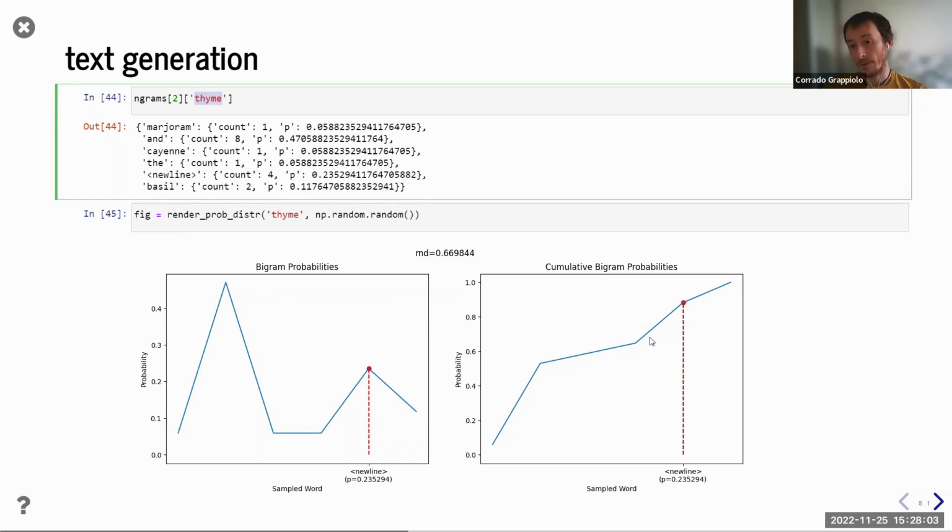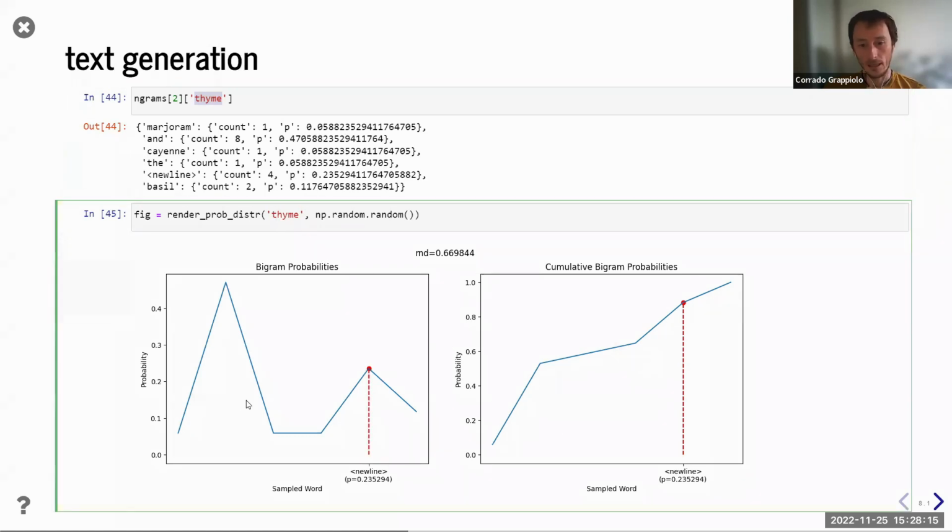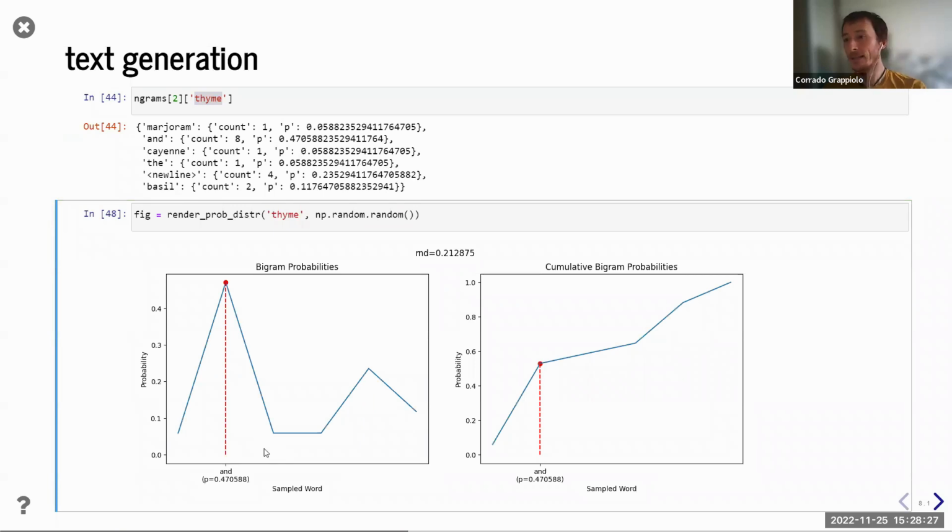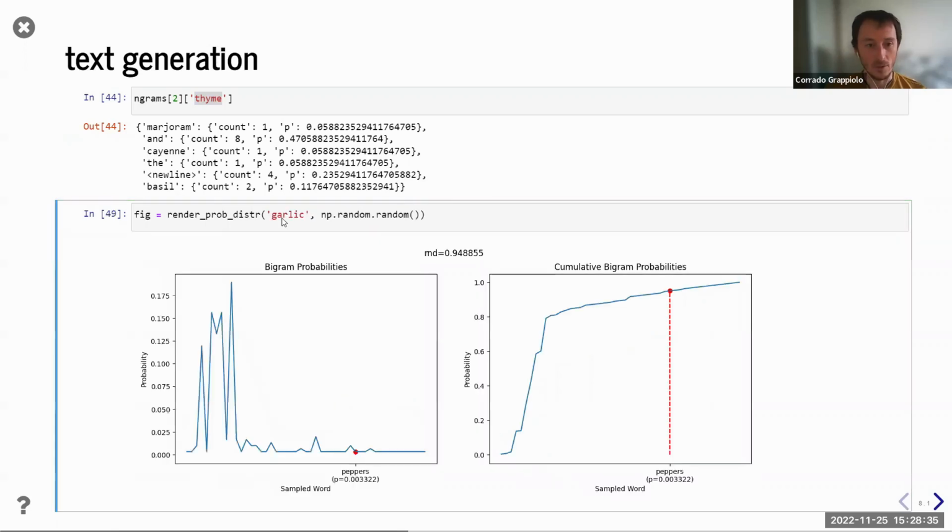Since we have a probability distribution, the integral is 1, that's the certain event. What we can do is sample a random number between 0 and 1, and then obtain the word related to that interval. So we can try again. If we sample this value and we obtain new line, we can do it again. We got basil, we got new line again, and this is basically how we generate text. We can go and see other distributions if you want, and this is all retrieved from the training corpus.